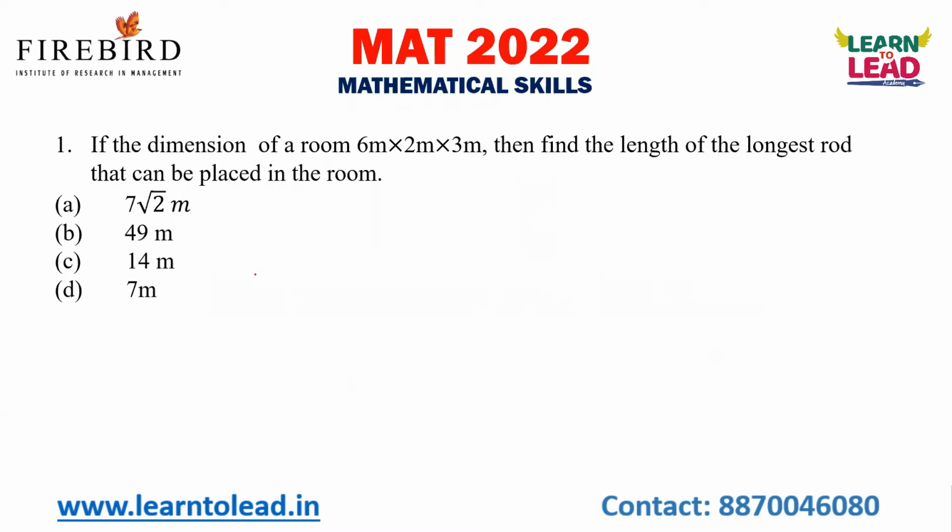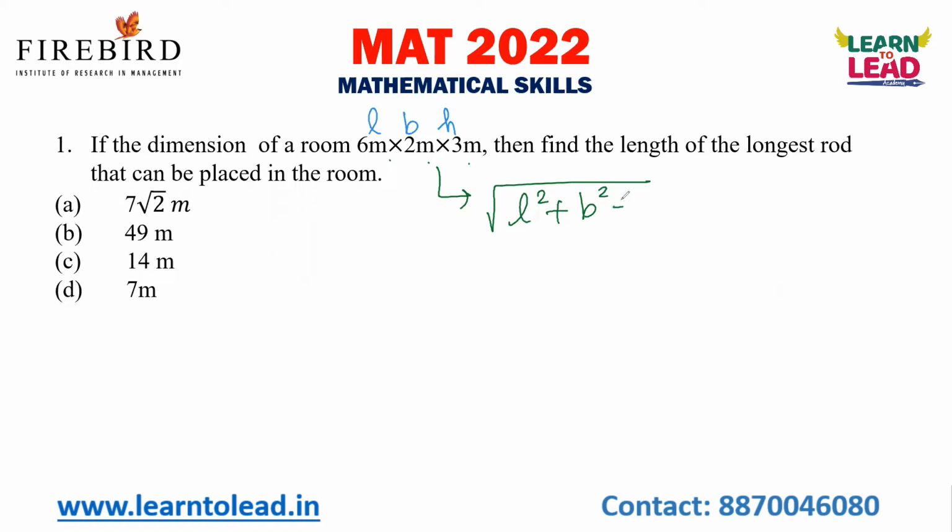The first question is, if the dimensions of a room are 6 meter into 2 meter into 3 meter, find the length of the longest rod that can be placed in the room. See here, they have given the length, breadth and height of the room, right? When they ask for the longest rod, the longest rod will cover the length, breadth as well as height. So the answer is very simple.